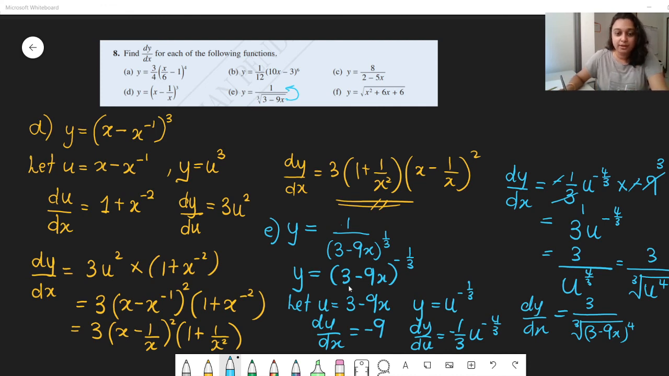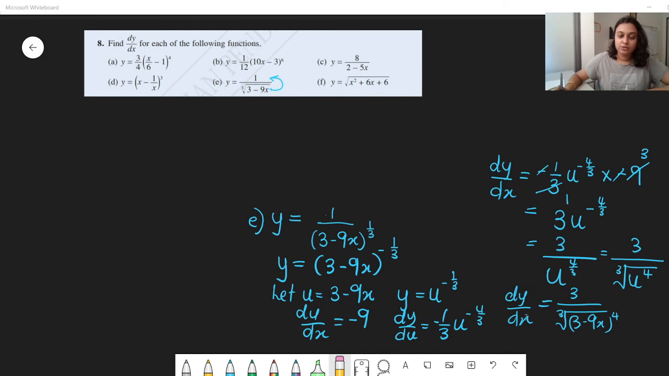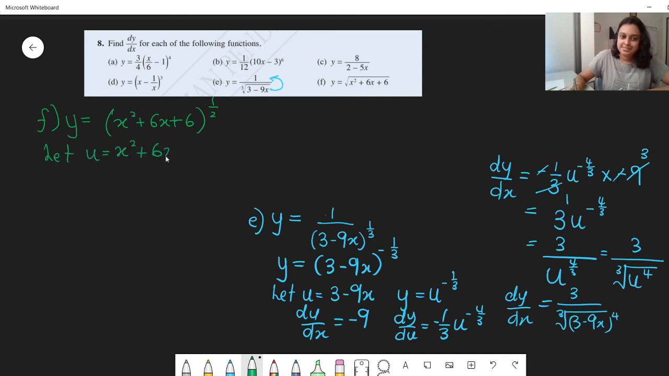We're going to do it together. So for now, the last question, F. If you look at the question here, this thing has a square root. So first step, you change your square root, meaning that we don't want to write in square root form. So the square root becomes power of 1 over 2 like that. Now from here, let u be x squared plus 6x plus 6. Then y becomes u power of 1 over 2.